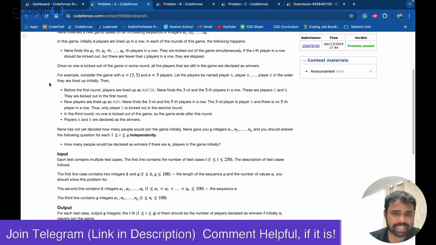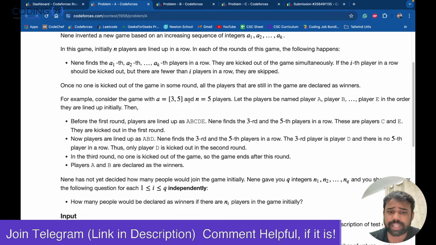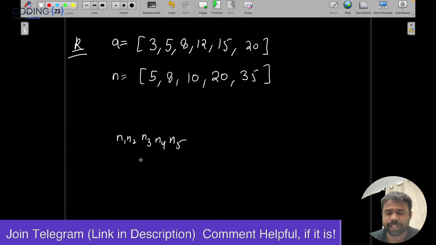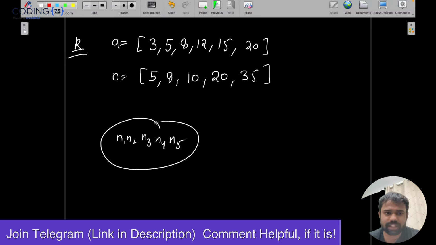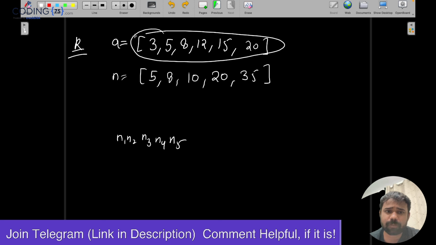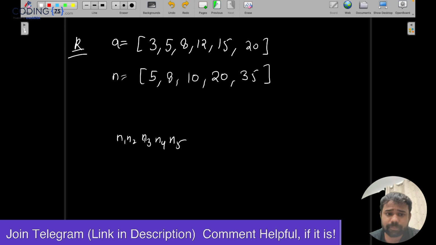The question says that initially there are n players. Let's say we have 5 players: n1, n2, n3, n4, n5. Nene can kick out players at these positions: the 3rd player, the 5th player, then the 8th player, the 12th player. If a player is not present, she cannot kick them out. So with 5 players, she kicks out the 3rd and the 5th, and it stops. Now 3 players remain.